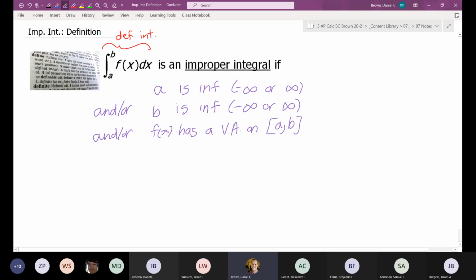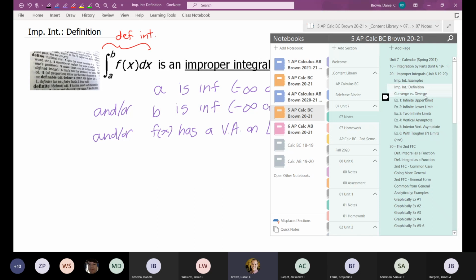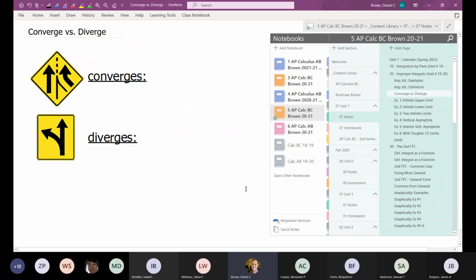So it could just have one infinity sign. It could have two infinity signs on it. It could have one vertical asymptote within the region, or it could have more than one vertical asymptote in the region. But that's what we're going to consider to be an improper integral. So for the rest of the notes, I really just have example after example so you can see how to do it, the notation that we can use, and how we answer it. Before we answer it, though, there are going to be different things we're going to look for in terms of our answer. And I'm going to introduce two words, converging and diverging.